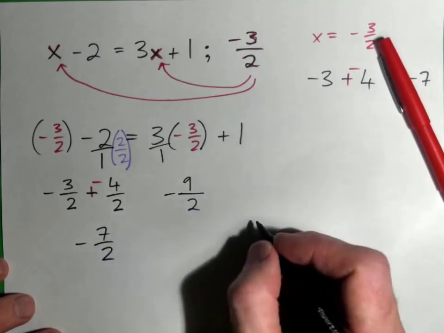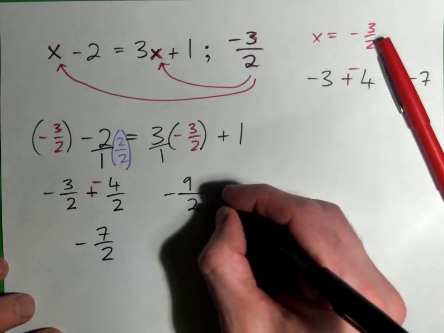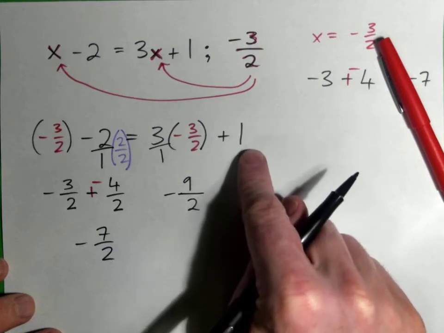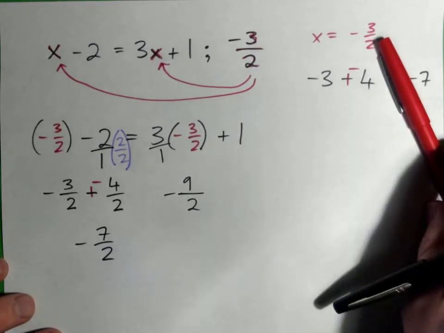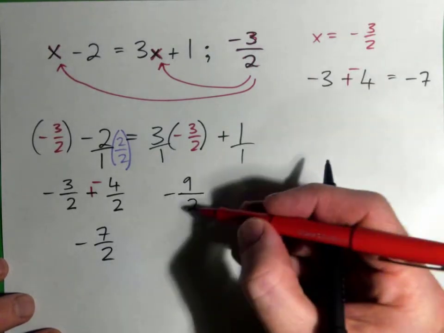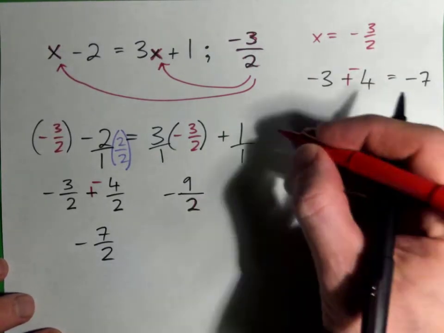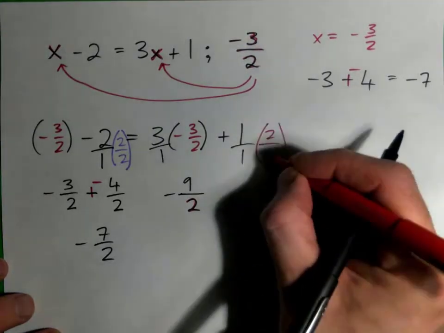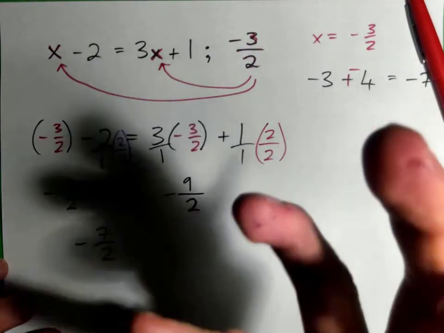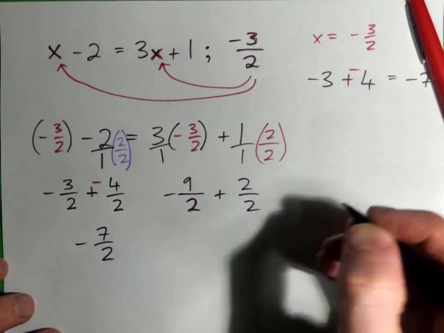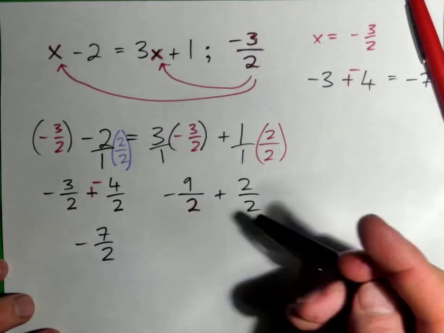And then plus 1. In fact, we could turn this into halves as well. How would you turn 1 into halves? Turn it into 1 over 1 and now turn it into halves, because we need a common denominator, right? So multiply it by 2 over 2. So 1 is 2 halves, isn't it? 2 halves makes 1, right? So negative 9 over 2 plus 2 over 2 is what?